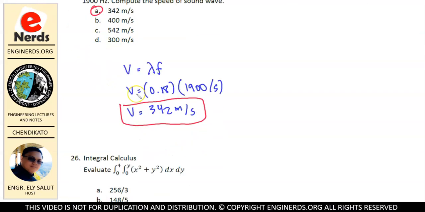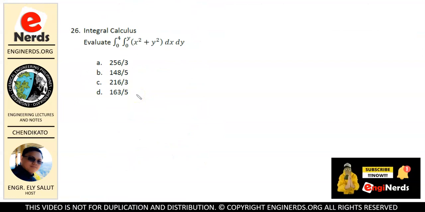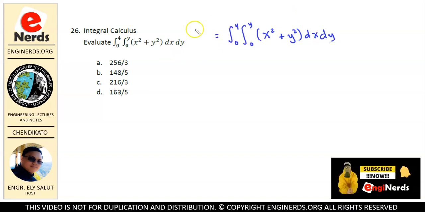Alright, so let's go to problem number 26. We need to evaluate this double integral. Okay? So, solve natin siya. Sulat ko muna yung problem natin. We have the integral from 0 to 4, then the integral from 0 to y of x squared plus y squared dx dy. Okay? Yan yung ating given.